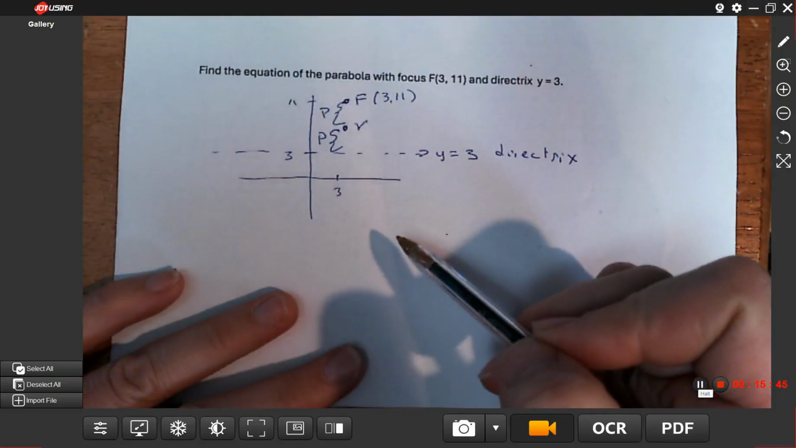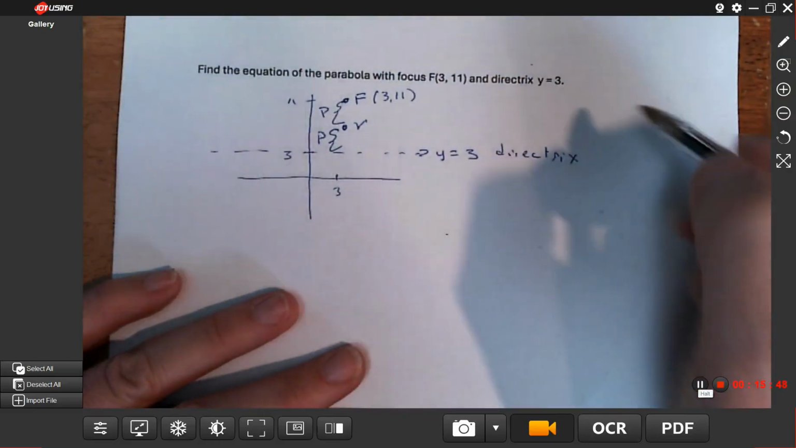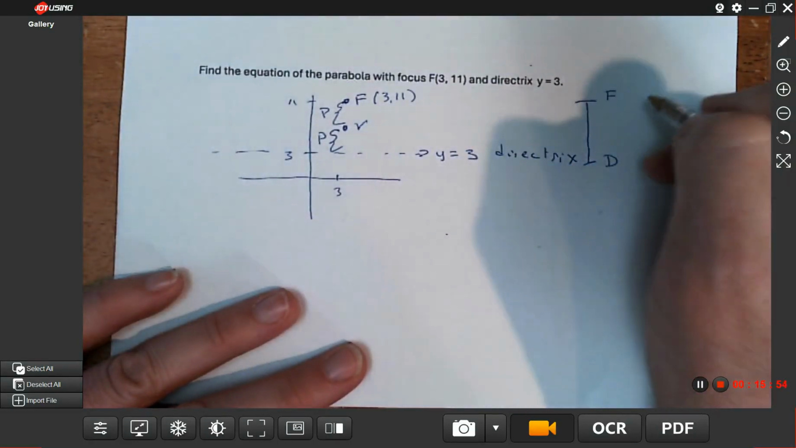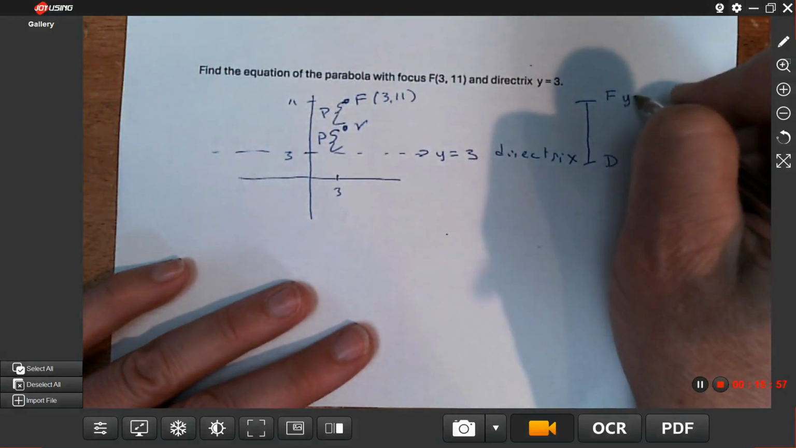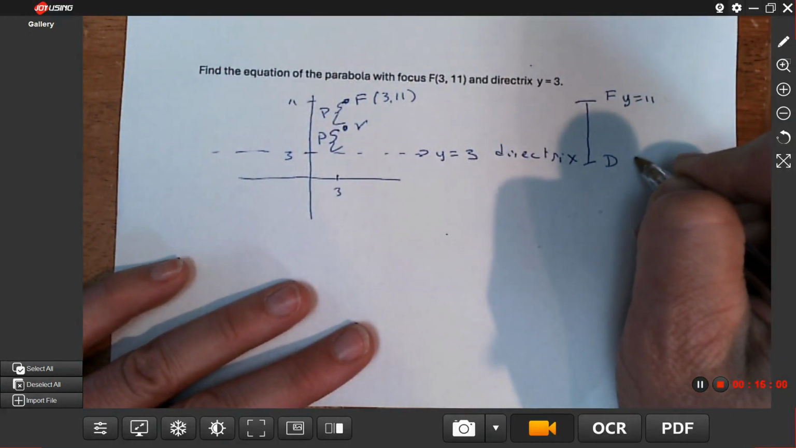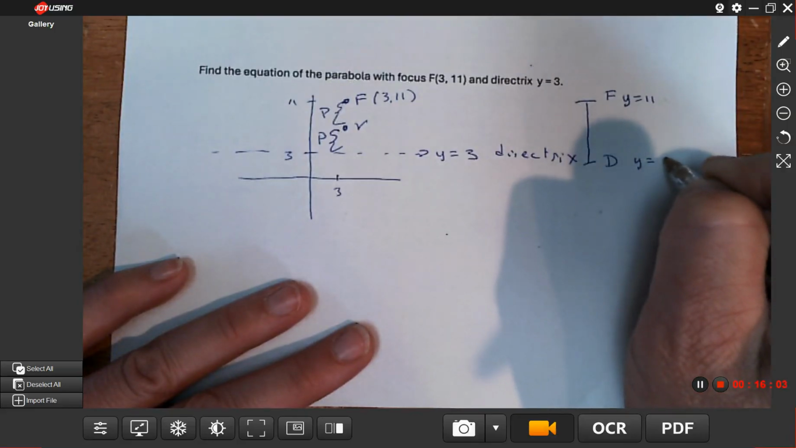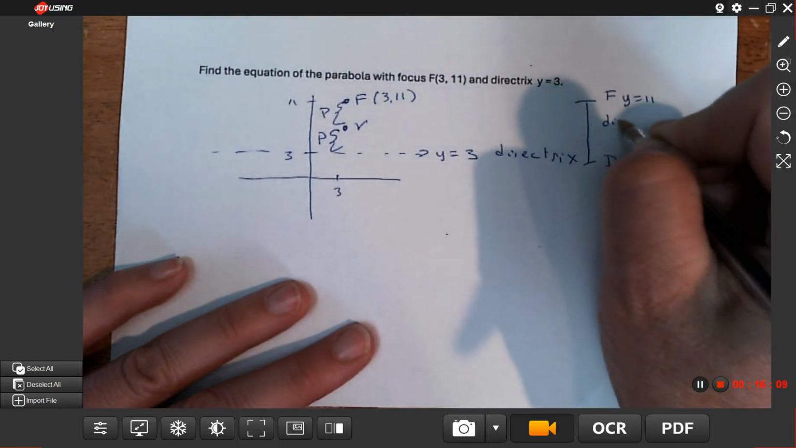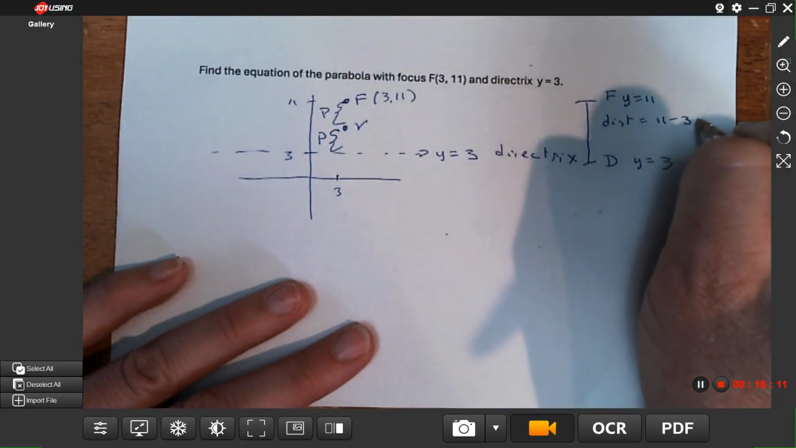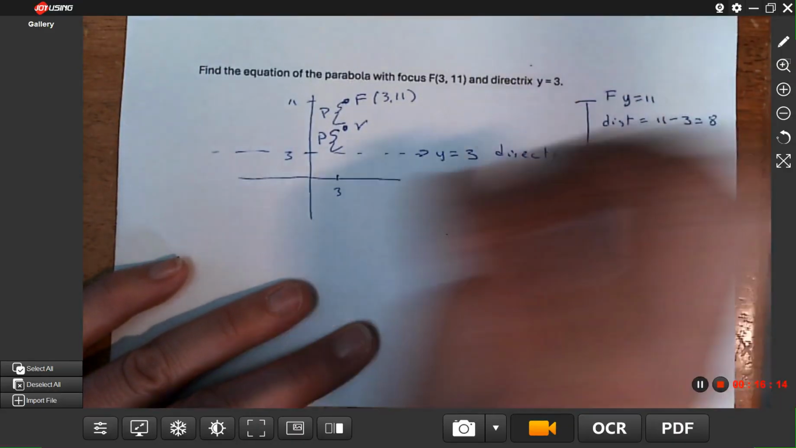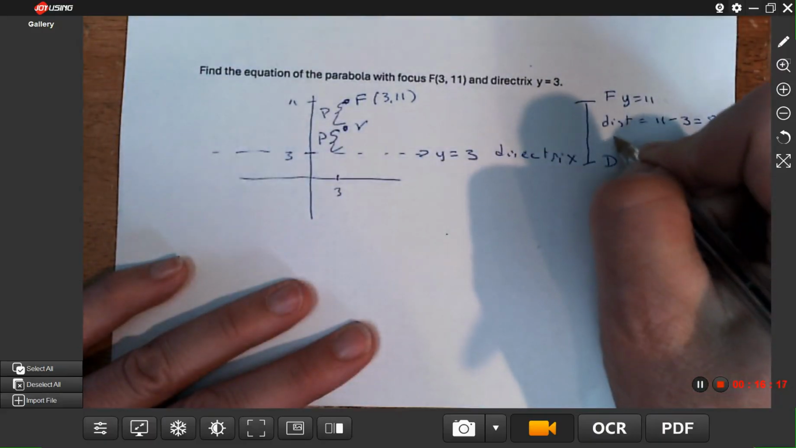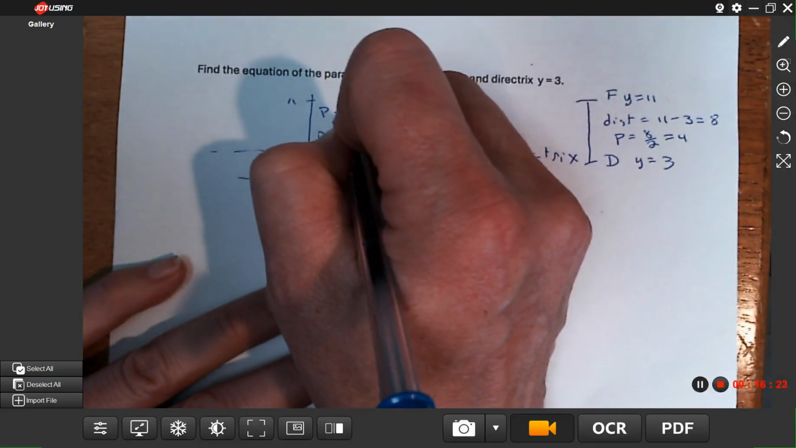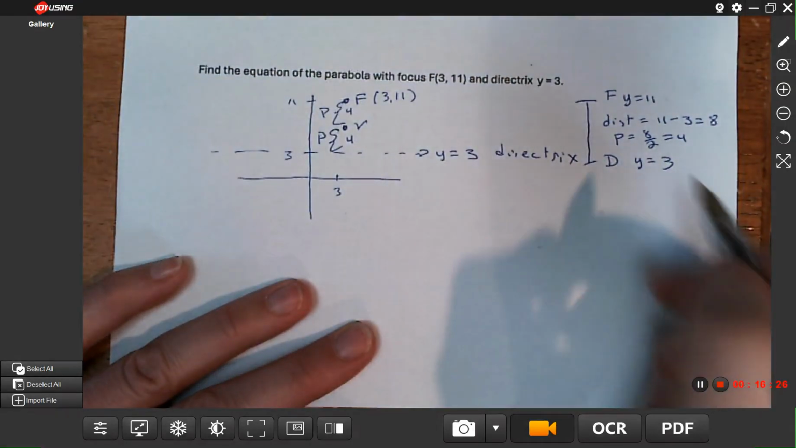Anyway, there's many ways you could figure this out. But notice, from the focus to the directrix, my y values are 11 on the focus and 3 on the directrix. I moved it over just so I had room to write. So how far apart are these? So that distance is 11 minus 3, which is 8. But p is half of that, so p is 8 over 2, so 4. So I know p, first of all, p equals 4, and this is 4, and this is 4. Okay, so I know p is 4.